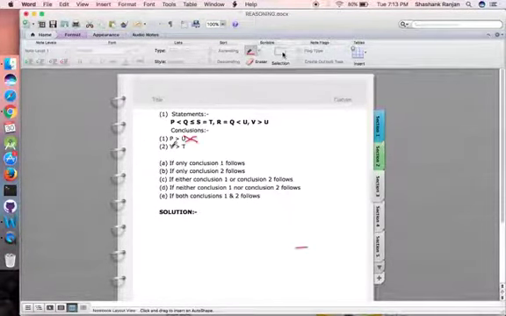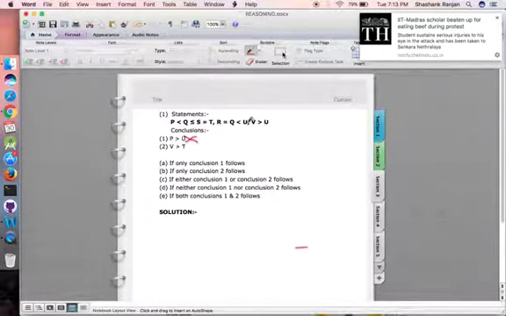In the second conclusion, we have to go from V to T. V is on the entry side, so we can go from V to U. So we reached U. We can go from U to Q. But Q is at the exit point, and we have to go from Q to T. So we cannot go from Q to T.